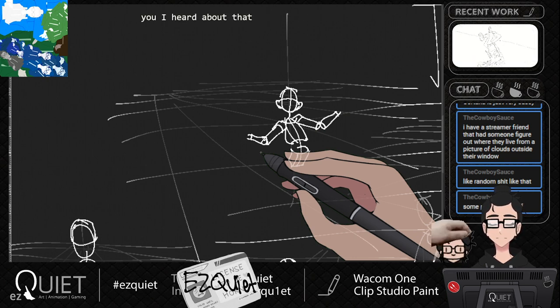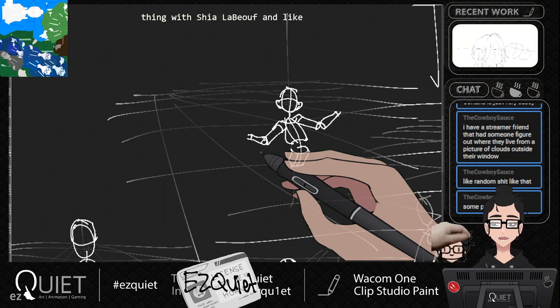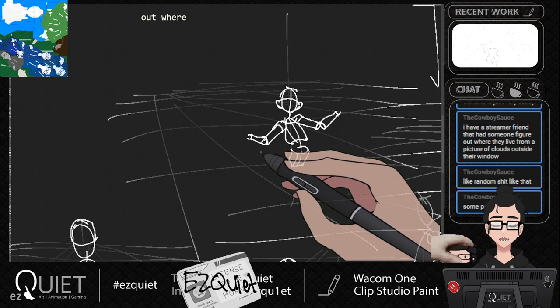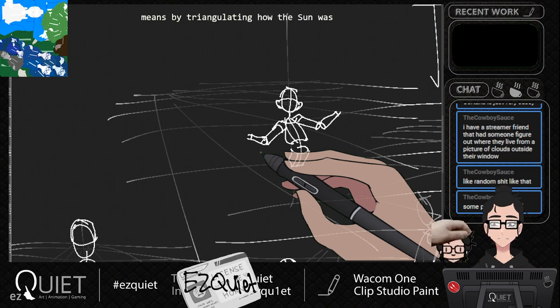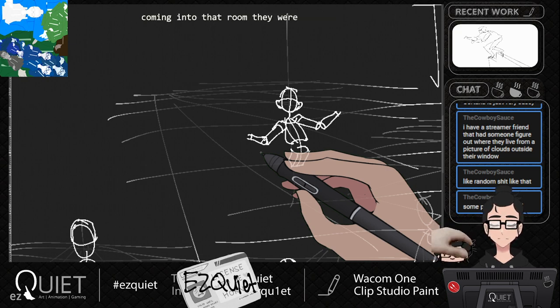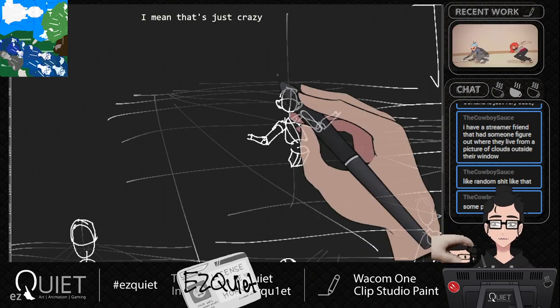Wasn't there a thing with Shia LaBeouf? He had the Just Do It thing or something like that, but then he was in a room. I'm vaguely remembering this. He did a thing where he was in a room and he had something set up in the room, and then people on 4chan were able to figure out where this room was by triangulating. Triangulate is just a random word I threw out there. It's a buzzword. I don't know what it means. By triangulating how the sun was coming into that room, they were able to figure out the exact location of where that room was. I mean, that's just crazy. That's just insane. I don't know how people do that.